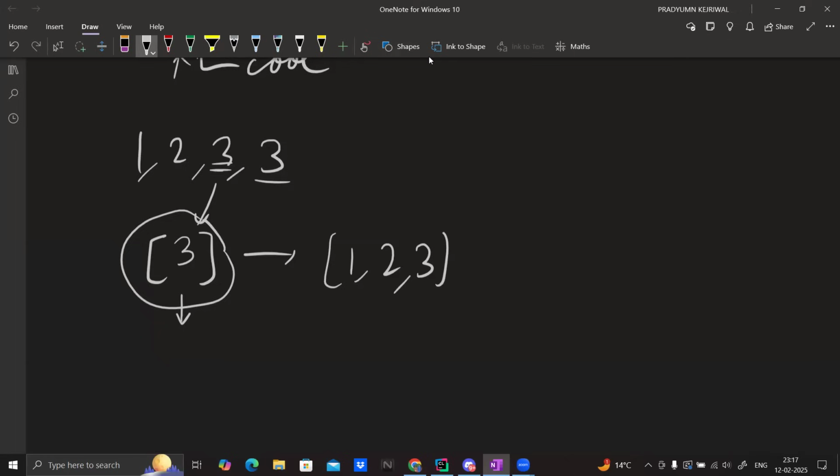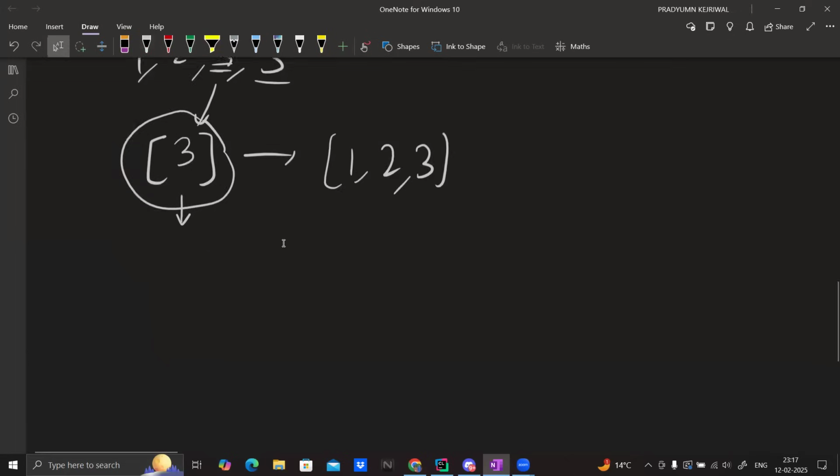And if there are no duplicate elements, then what will we do? Let's say the array is like 1, 2, 3, 4. Then what do we do? Then actually it means that there is no cool subsequence.